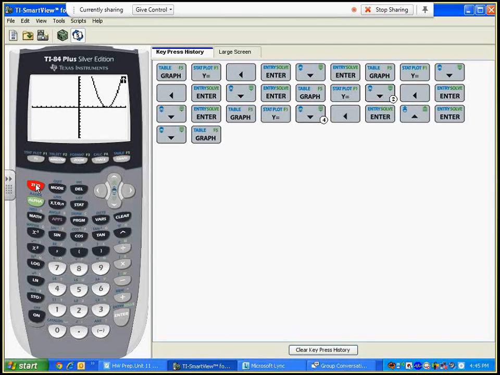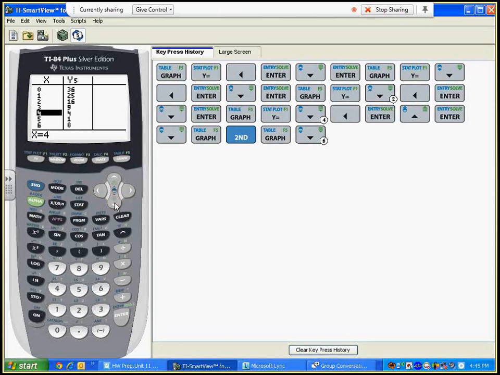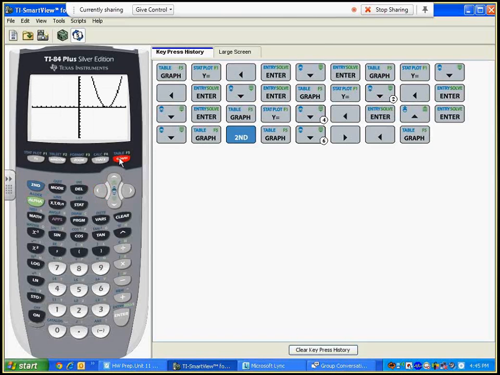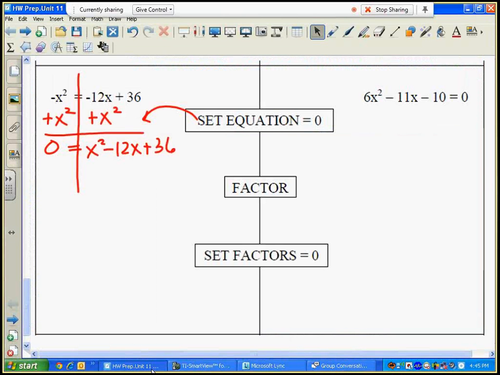So I'm going to go ahead and take a look at my table. And you'll notice here that where x is equal to 6, y is equal to 0. So that's letting me know that 6 is one of our solutions. Okay, so let's see if we get 6.